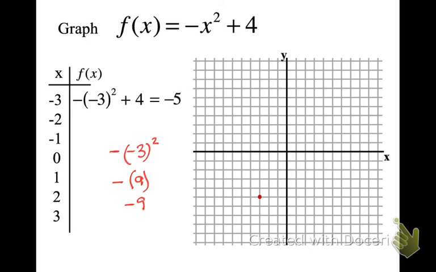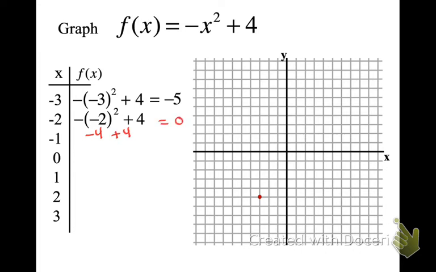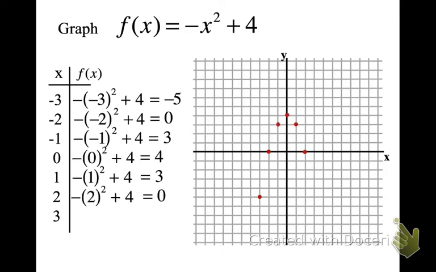So on the next one, remember, I'm doing negative 2 squared is 4, so that becomes a negative 4 plus 4, that makes 0, okay? Then I'm going to keep doing that. Let's look at what happened. Notice the vertex is 4 units up, and it's flipped upside down because of that negative, okay?